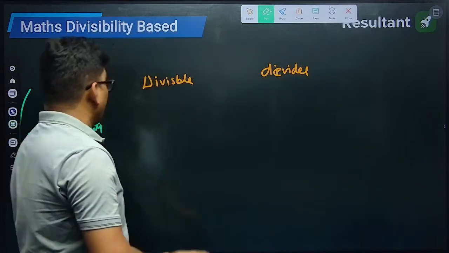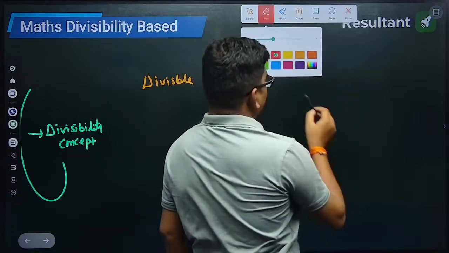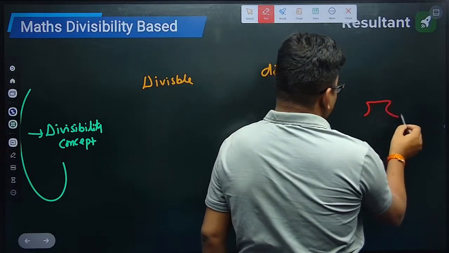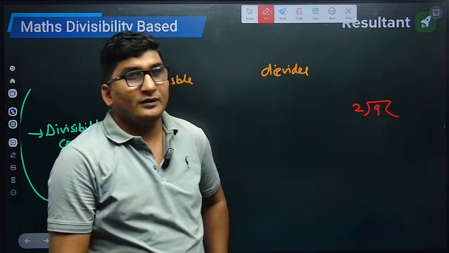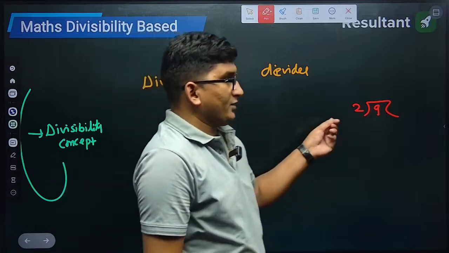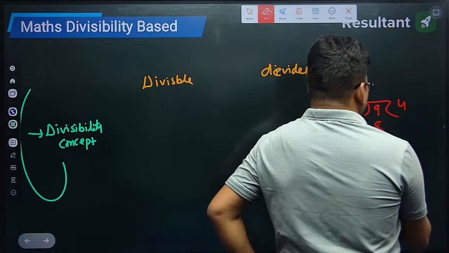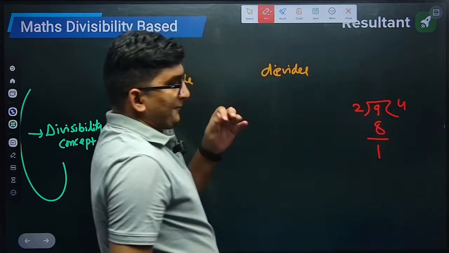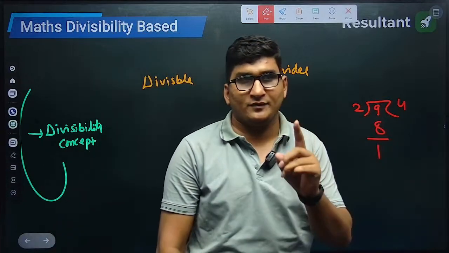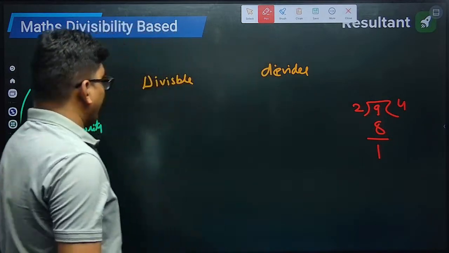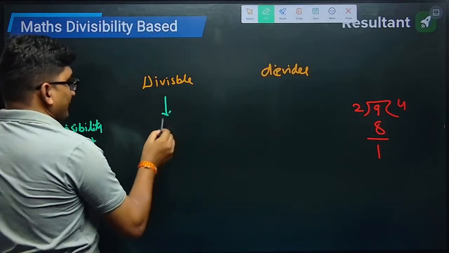So now we can see one thing here. If you have a number 9 and you divide it by 2, then what does it become? If you divide 9 by 2, it will be 4 times 2 is 8, remainder will be 1. If the remainder is always 0, then you can use the word divisible. Correct.